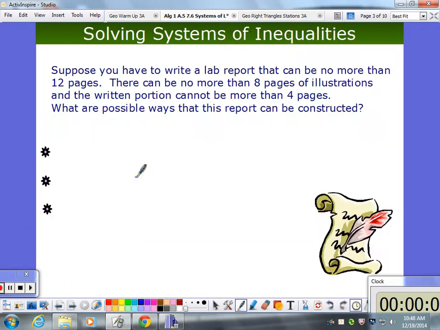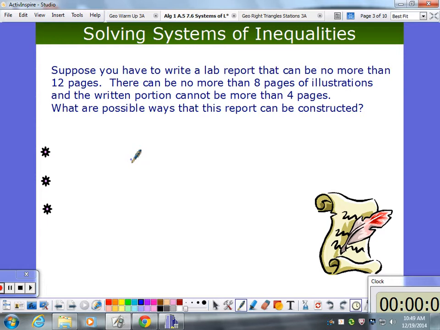We're going to be using that. Now, these are kinds of problems that you can solve using systems of inequalities. I don't know if you've ever gotten an assignment like this. If you haven't yet, someday you will. This is like high school and college. They love things like this. So you have to write a lab report, and there are some rules on it. It can't be more than 12 pages. And of those 12 pages, you can't have more than 8 pages of illustrations, no drawings. And you can't have more than 4 pages of written stuff.